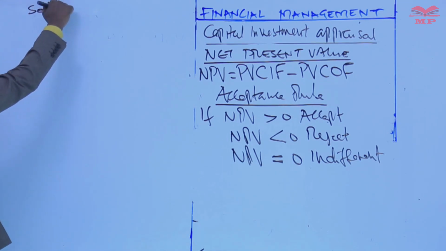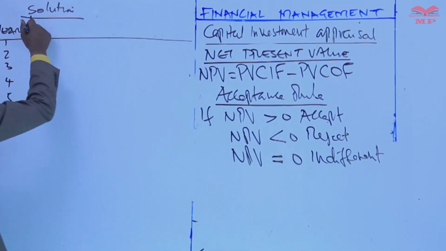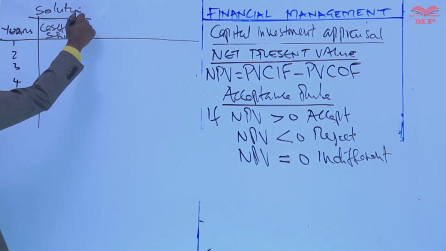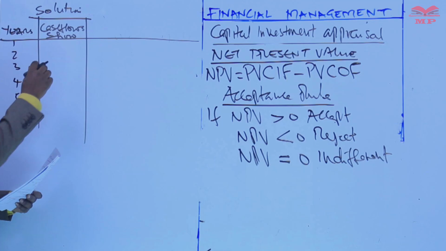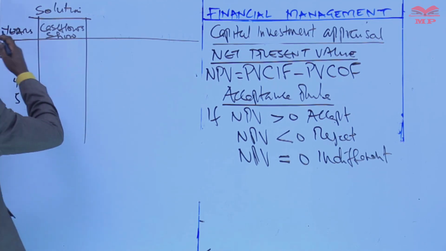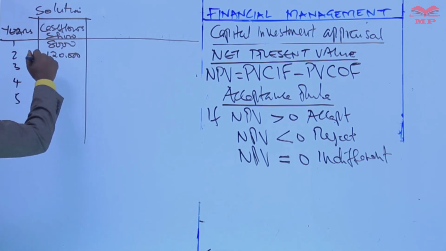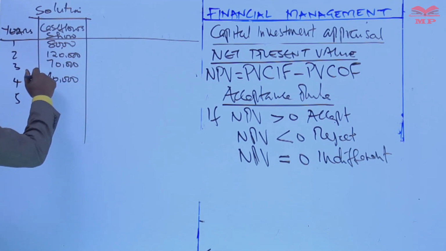Solution. The years 1, 2, 3, 4, 5. Then we have the cash flows in thousands from the question: 80 million, 120, then we have 70, 40, 20.